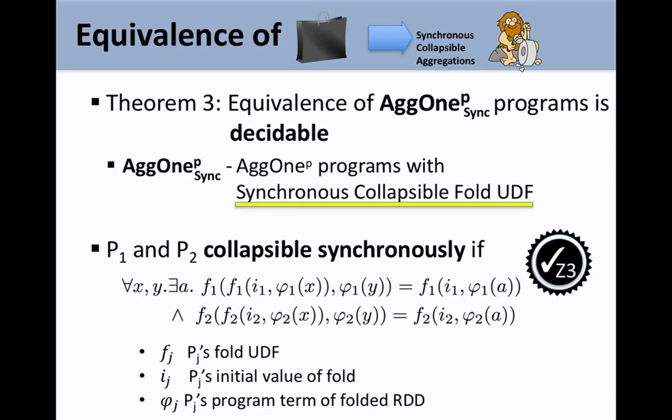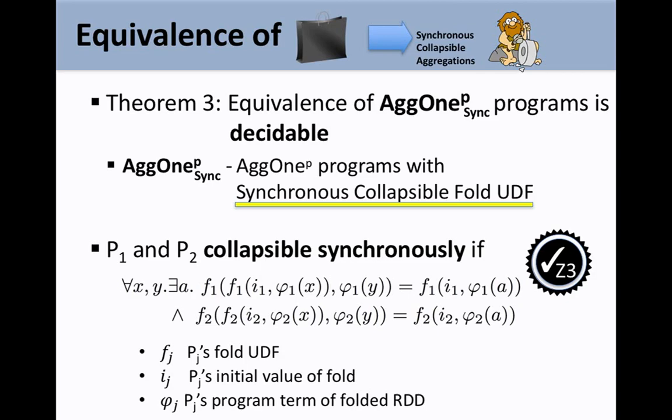So let me show you one of these results for completeness, and we are talking here about a class that we call AG1P-Sync. I'm sorry for the very awkward name, but basically what we do, we look at a class of programs which has a semantic restriction. Actually, the restriction is on the pair of the programs.